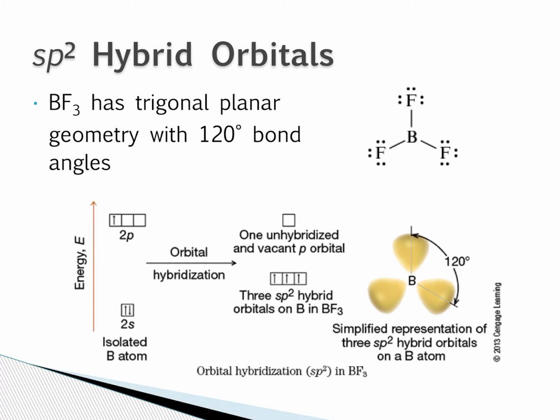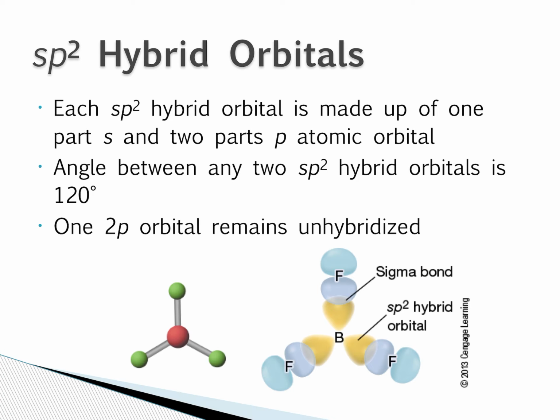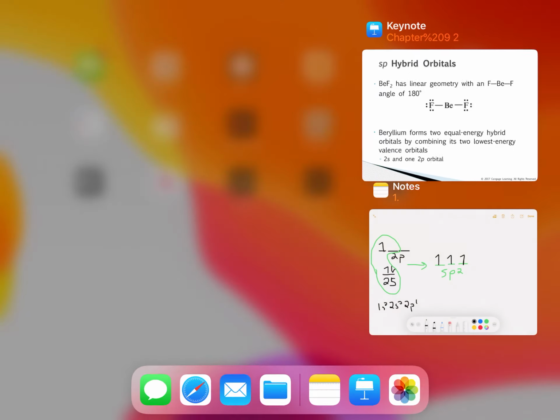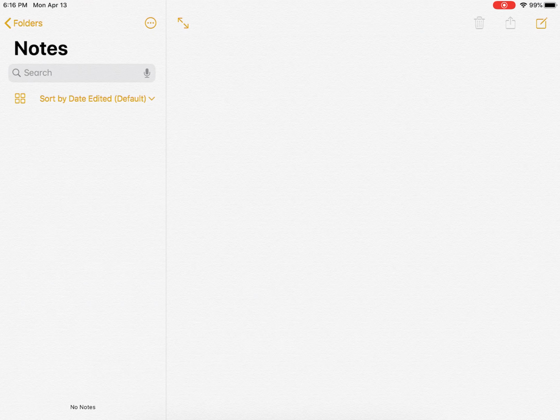And then I have BF3, so fluorine now can come in and overlap. Remember we looked at fluorine, and its half-filled orbital was the p orbital. So that p orbital comes in and overlaps with our hybrid orbital, the sp2 hybrid orbital. Okay, the last one we're going to draw is the sp hybrid orbital. So we have beryllium.